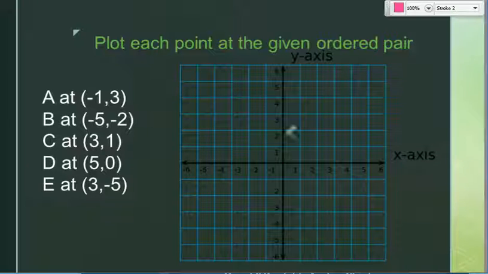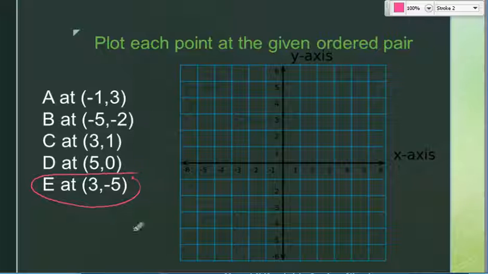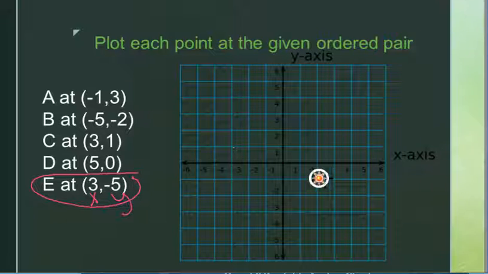And then point E is at 3, negative 5. So we're moving to the right 3 and down 5. Our x is positive, so that means we're going to move this way. Our y is negative, which means we'll move this way. So we're going to end in quadrant 4.